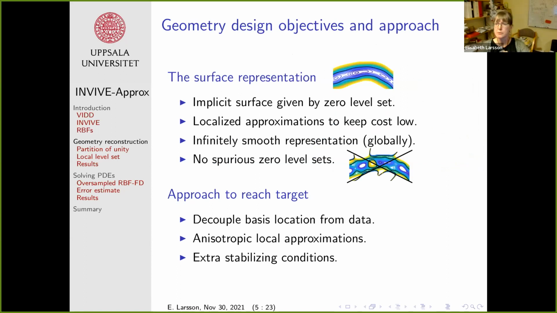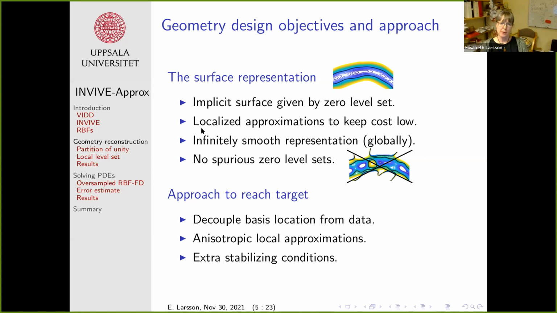So the first step was to reconstruct the patient. So we want to make a surface representation of the diaphragm. A common method is to do an implicit surface using a level set where the zero level set is the surface. So in this picture here, you can see the object surface, and then you see the level set around that.